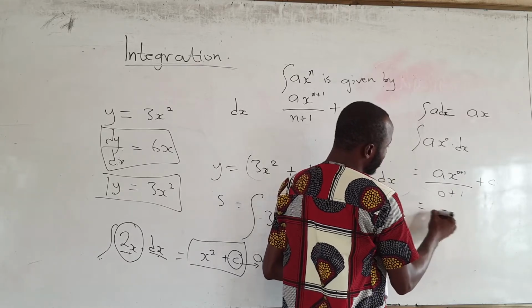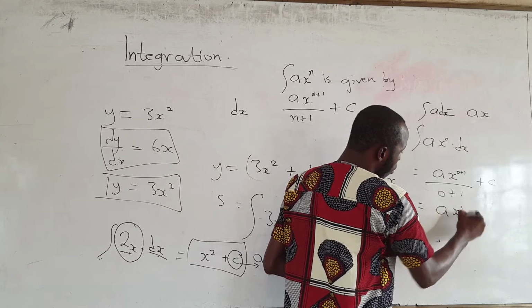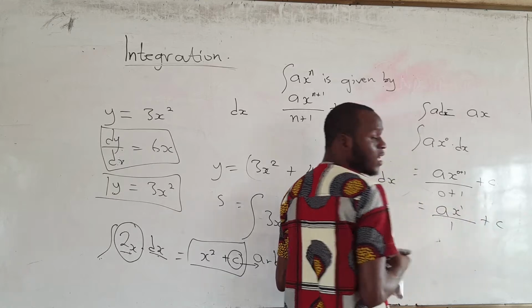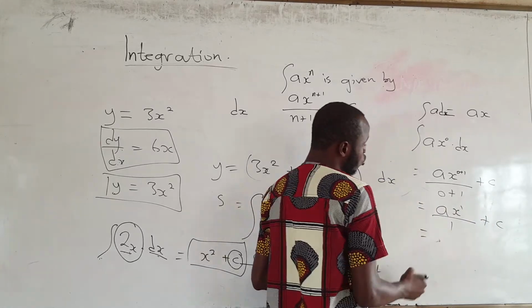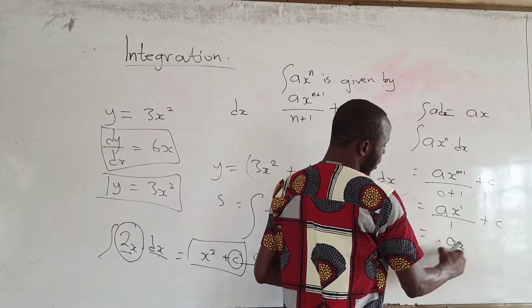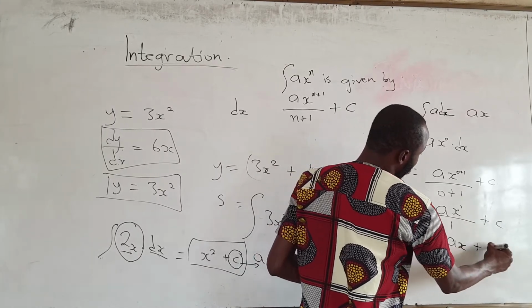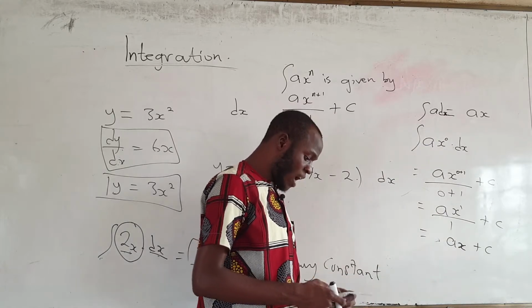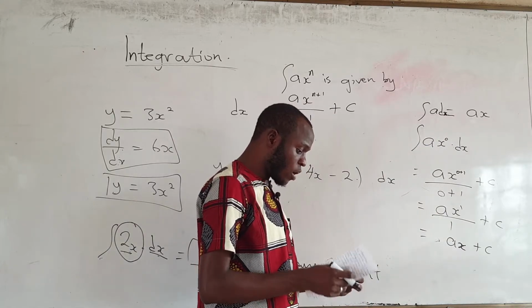Okay, so with this, you will be obtaining ax to the power 1, all over 0 plus 1, which will give us what? 0 plus c here. So this will be equal to a times what? x to the power 1. We have ax divided by 1, so we still have ax plus c. And this is why when we are integrating a constant, we have ax as our solution.